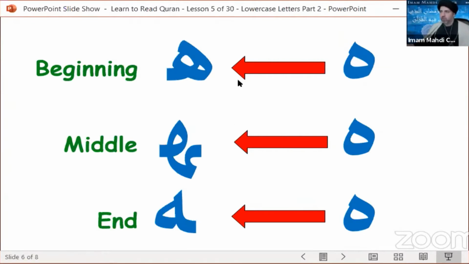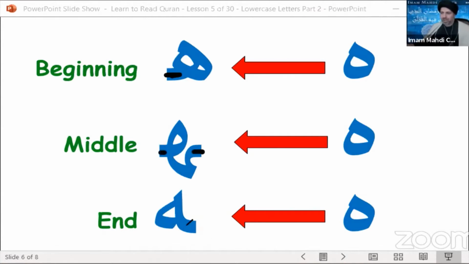Now, why are there these different forms? Because of the connection to other letters. So when it's the first letter of a word, when it's at the beginning, it has this form here. And we have this little extension right here at the end of the letter that connects to the letter after it. So when it's in the middle of the word, now it needs 2 extensions. This is the one extension that connects it to the letter on the right. And this is the little extension that lets it connect to the letter on the left.